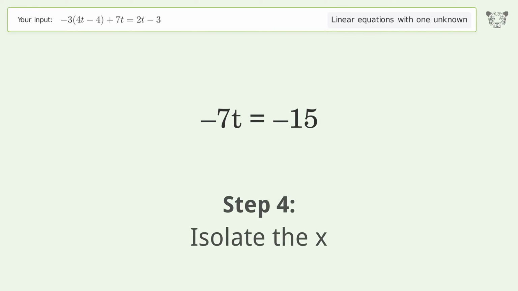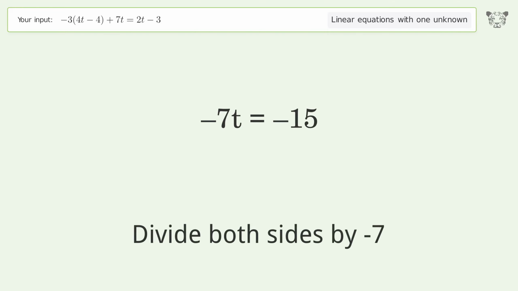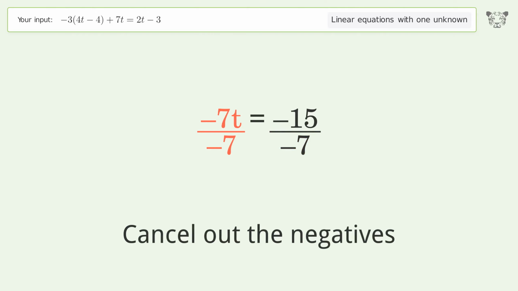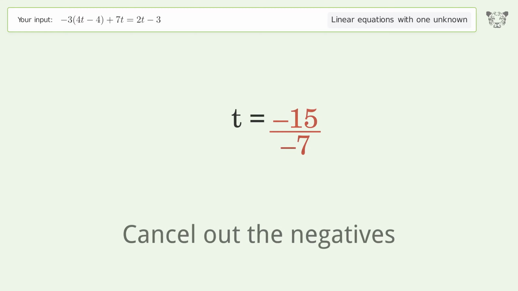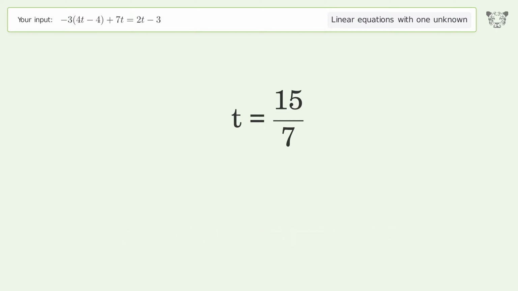Isolate the x. Divide both sides by -7. Cancel out the negatives. Simplify the fraction. Cancel out the negatives. And so the final result is t equals 15/7.